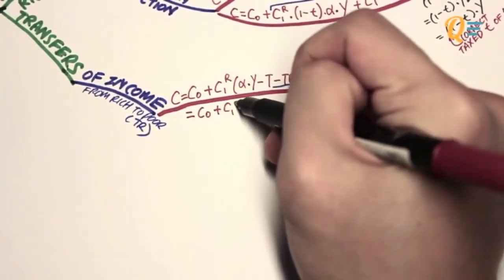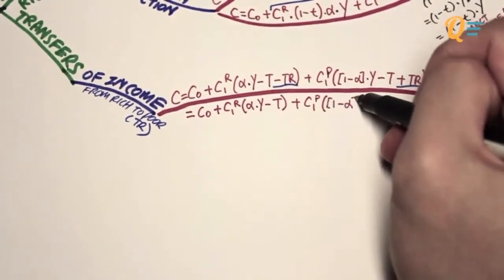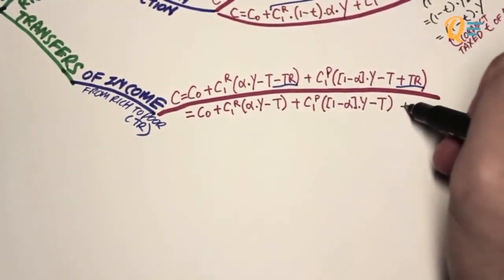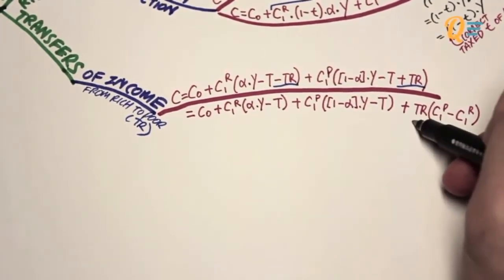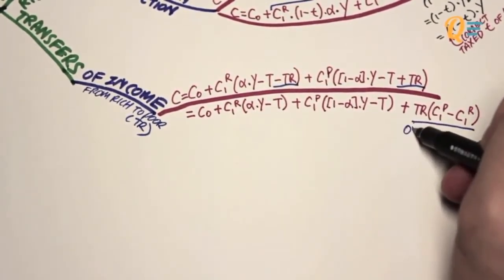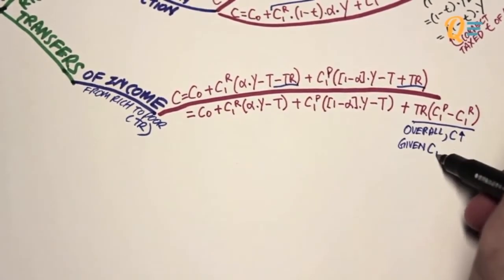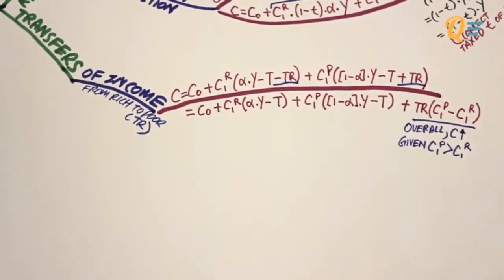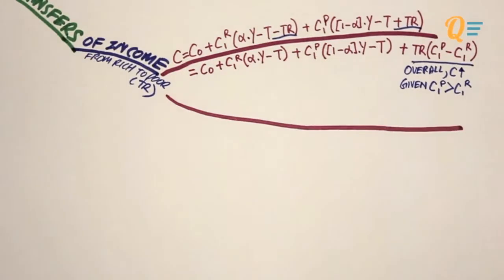I'm going to go a step further, and I'm going to extract the transfer from the bracket terms. And what I will get is this line of equation here. So as you can see, due to the lump sum transfer from the rich to the poor, there is an overall increase in total consumption given that the MPC of the poor is more than the MPC of the rich. So this is a good thing, right? Higher consumption means higher expenditure, which also means higher income.